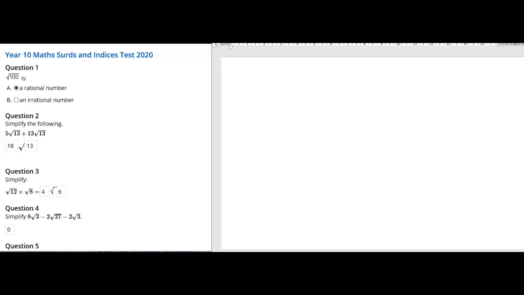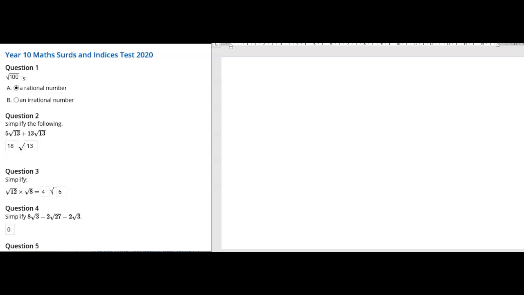So when you think about surds, they are always irrational numbers. So in this case, even though the square root is there, the square root of 100 becomes 10. Okay, so rational number. Question 2, simplify the following.